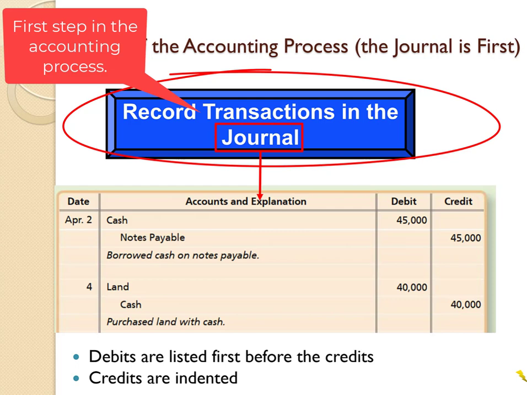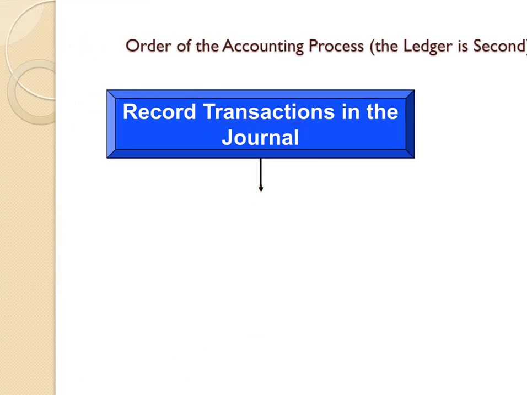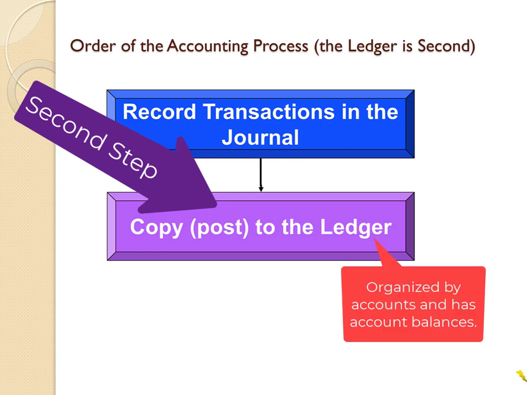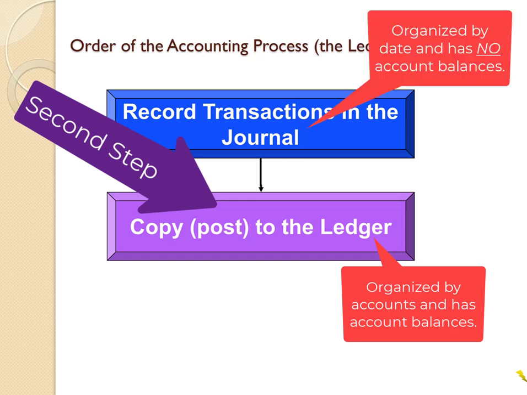The second step is the ledger. After transactions are recorded in the journal, at various intervals, the transactions are posted to the ledger. Posting means transferring the amounts. So the ledger is organized by accounts and contains the balances of each account. That's critical about the ledger. The ledger contains balances of the different accounts. The journal does not. On the next slide is a photo of two versions of the ledger, the informal T account and the formal 4-column ledger.